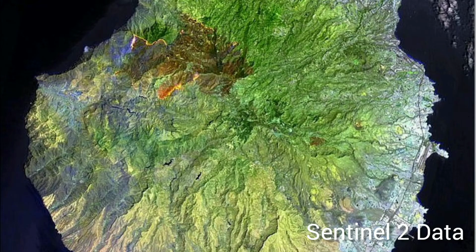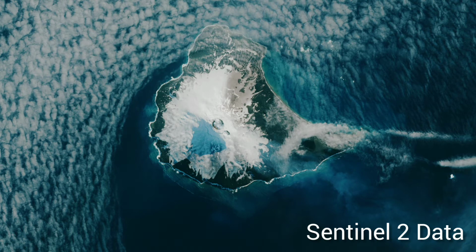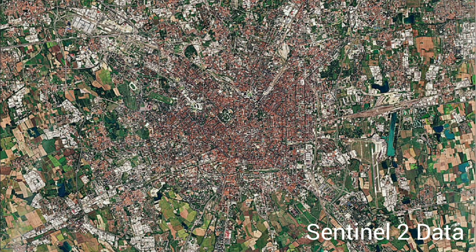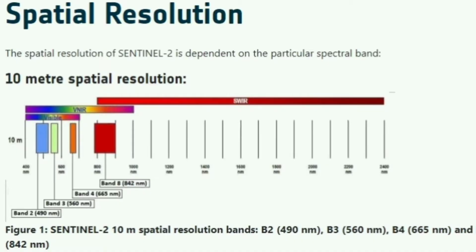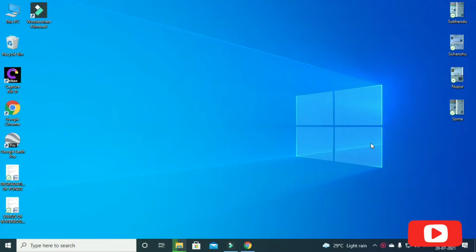This is known to all that Sentinel-2 data is free and open source. And this data has 10 meter spatial resolution for the band 2, 3, 4 and 8. So this image is highly recommended for land use. Let's know the process of data download.